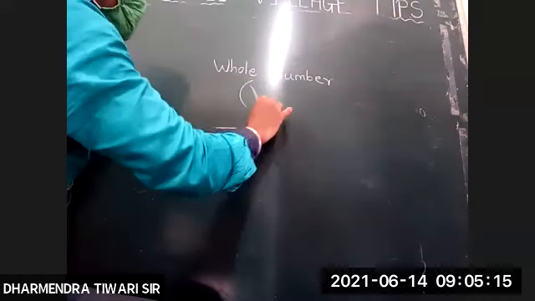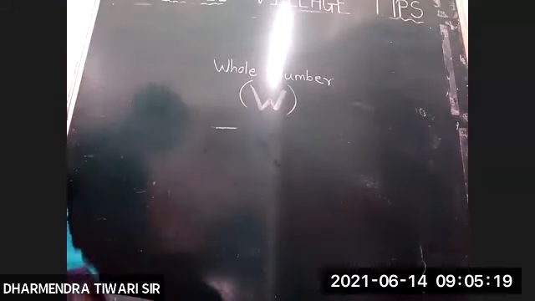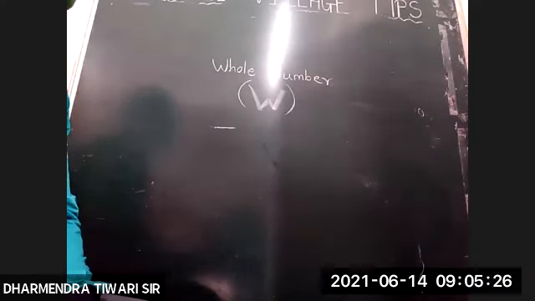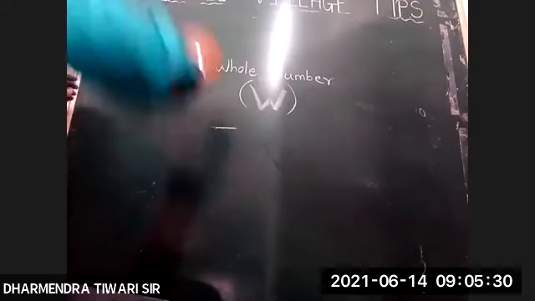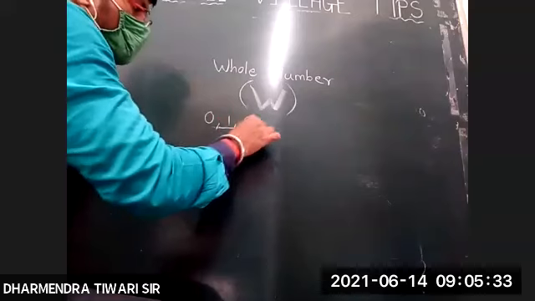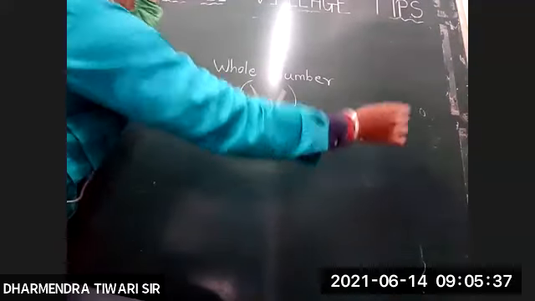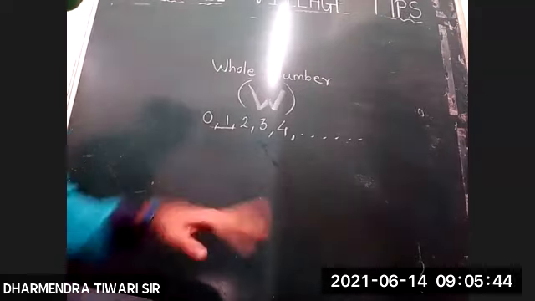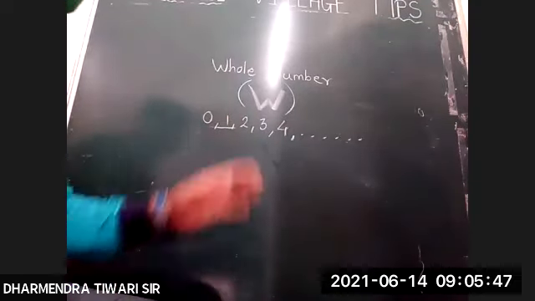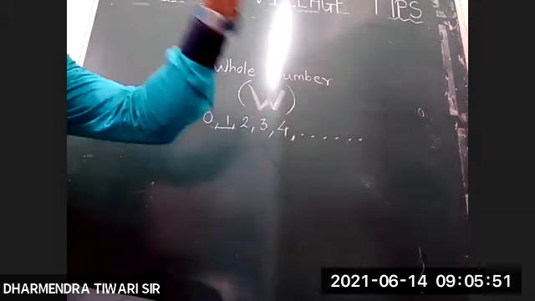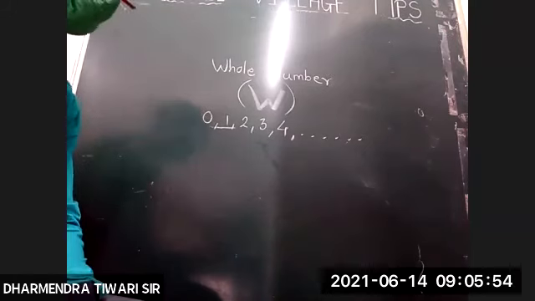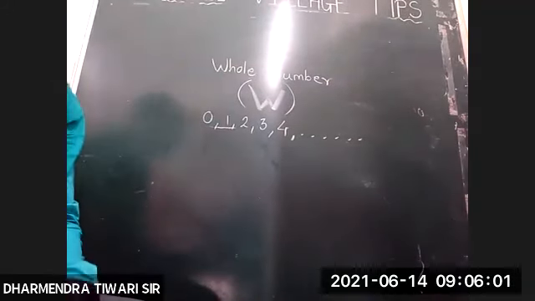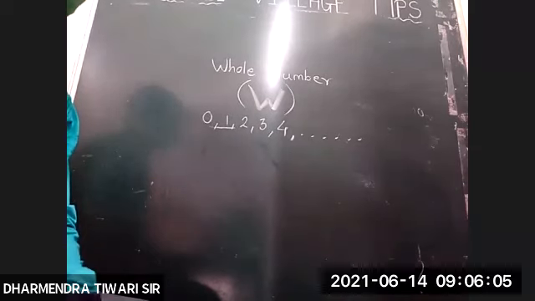The notation is scripted W, or you can say fancy W, or bold W. It starts from 0, 0, 1, 2, 3, 4, and so on. This is the whole numbers. The difference between the natural numbers and whole numbers is that natural numbers start from 1 and go to infinity. Going to infinity means the last number does not exist. Similarly, whole numbers start from 0 and go to infinity. Even here, the last number does not exist.